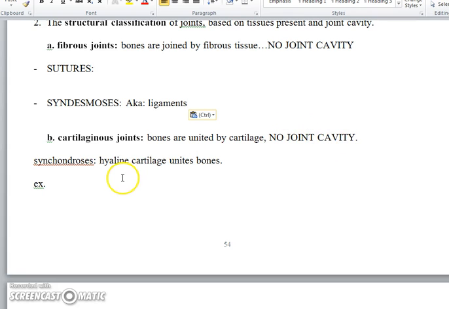All right, so fibrous connective tissue makes the fibrous joints, and then the cartilaginous joints have cartilage, also no joint cavity. So these guys won't pop either. There's syn for together, and there's chondro for cartilage. So these are together with cartilage joints, quote unquote.